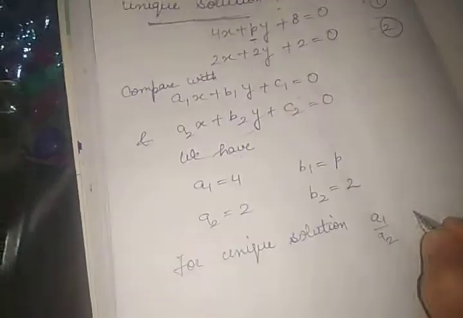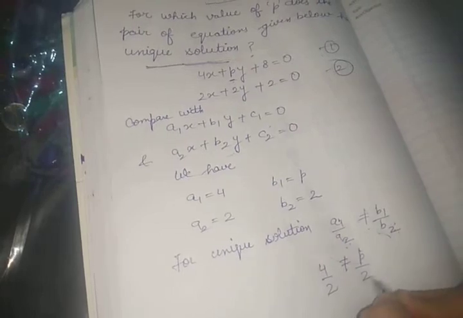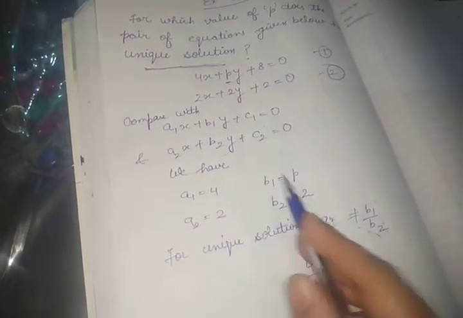Which type of solution are we given? Unique solution. And for a unique solution, what is the condition? a1 upon a2 is not equal to b1 upon b2. This is the condition for a unique solution, because both equations have a unique solution. So what is the condition for a unique solution? a1 upon a2 is not equal to b1 upon b2. Put in the values: 4 upon 2 is not equal to p upon 2. We are substituting the values of a1, a2 and b1, b2.